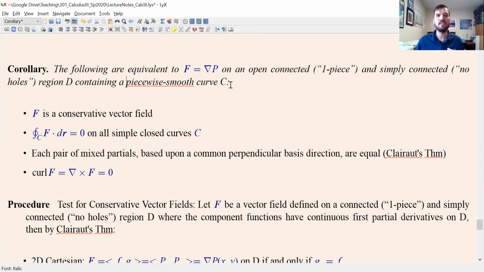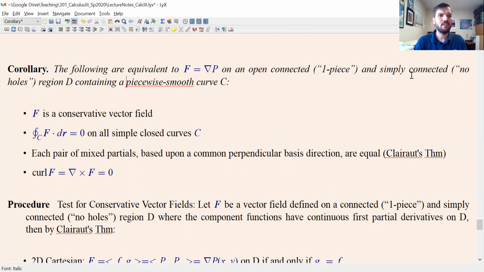Now, piecewise smooth means that it's differentiable along little pieces. So you can have a line connected to another line, connected to another line. That's piecewise smooth, even though there are non-differentiable cusps along the way. Now, this is important because we're integrating along that curve, so we can deal with the piecewise smooth sections. And the reason why connected and simply connected is important is that we have one piece. We don't have to hop from one piece to another. Our curve is contained within one piece.